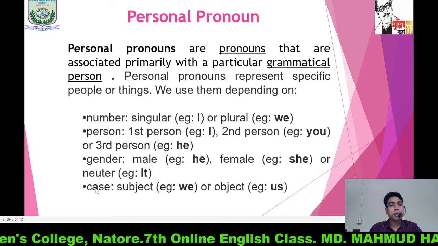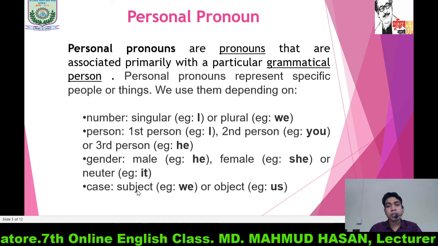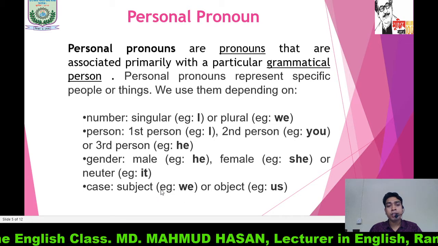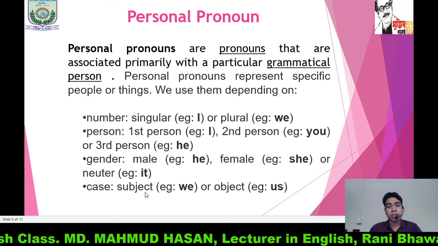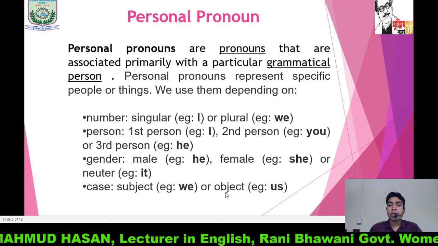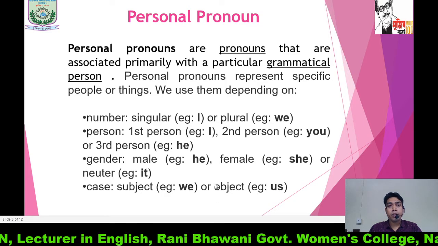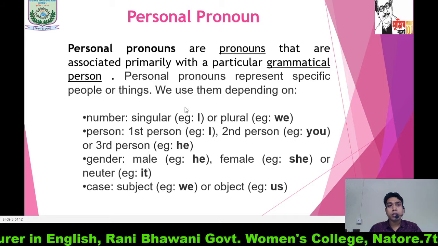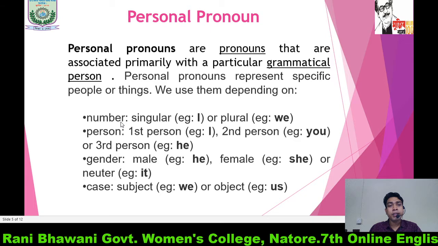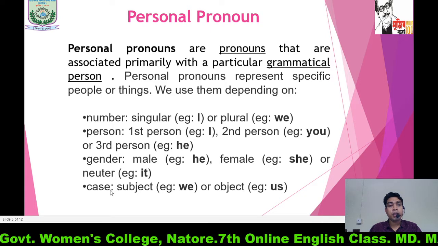Case. Depending on case, it might be subject or object. That is, in case of subjective case, we use we, and in case of objective case, we use us. So personal pronouns basically depend on number, person, gender, and case.